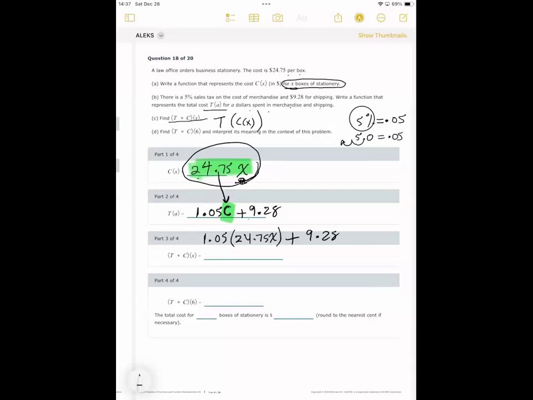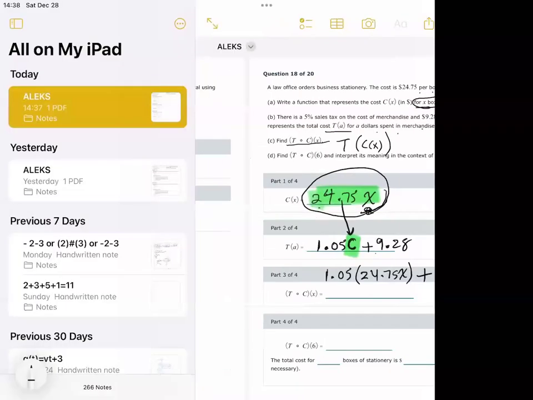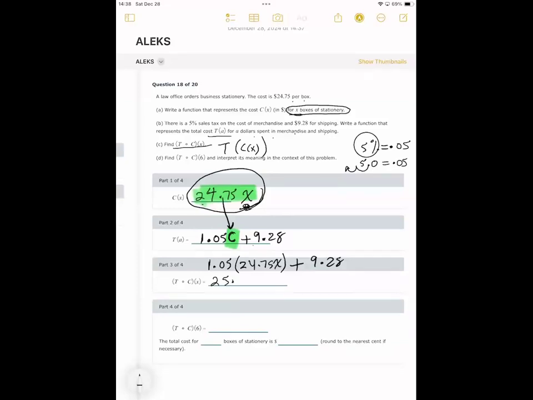Let me get my calculator and find out what 1.05 times 24.75 is. That is 25.9875x. You multiply these two coefficients plus 9.28. That's your T of C of x. Then it says find T of C of 6. All you do is you put 6 for x.